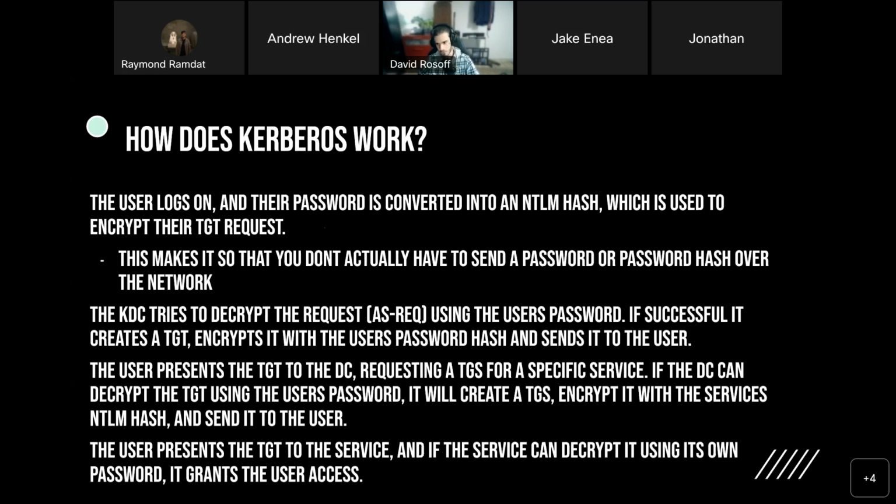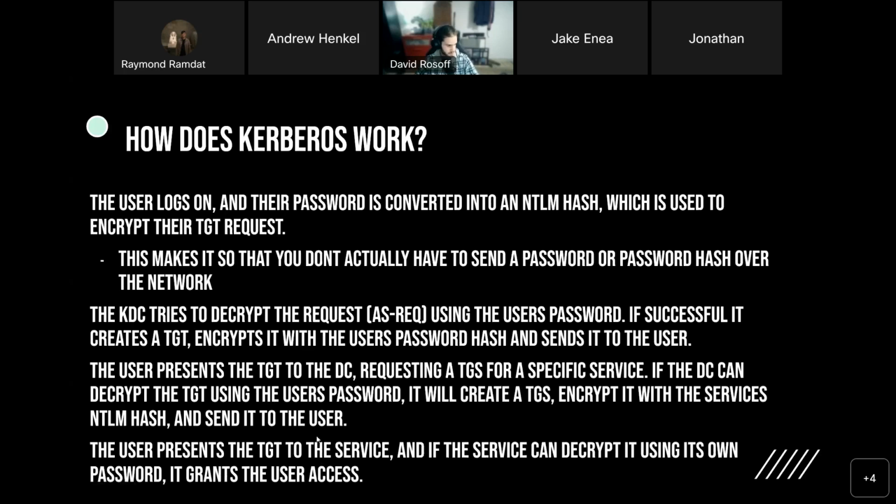Now, if you remember, the TGT is encrypted with the user's NTLM password hash. And so the domain controller will try to decrypt the TGT using the user's password hash. If the domain controller can decrypt it, then again, the user's identity has been verified. And so the domain controller will create a TGS. And this time the ticket is encrypted with the service's NTLM hash. And when we get into users and stuff, we're going to talk about how most services have a user account in an Active Directory domain, or a service account, not really a user account. But the domain controller will encrypt that TGS with the service's NTLM hash. And then it will send the TGS to the user.